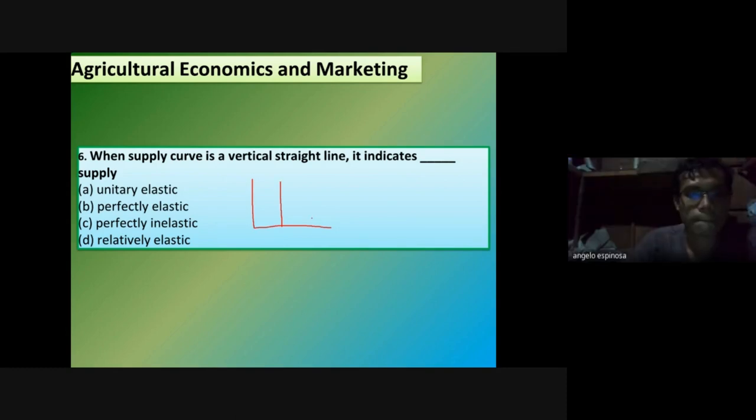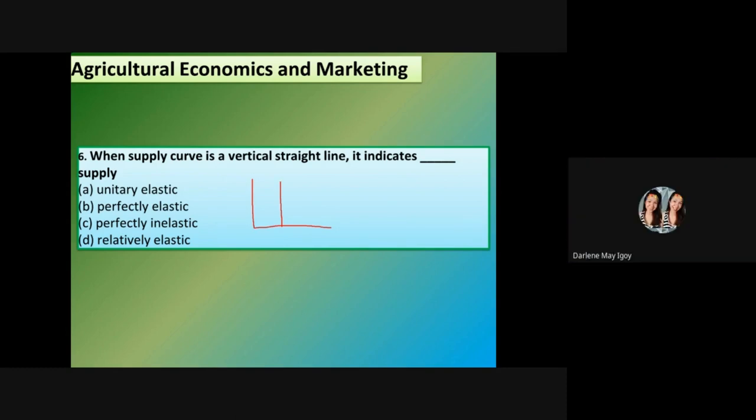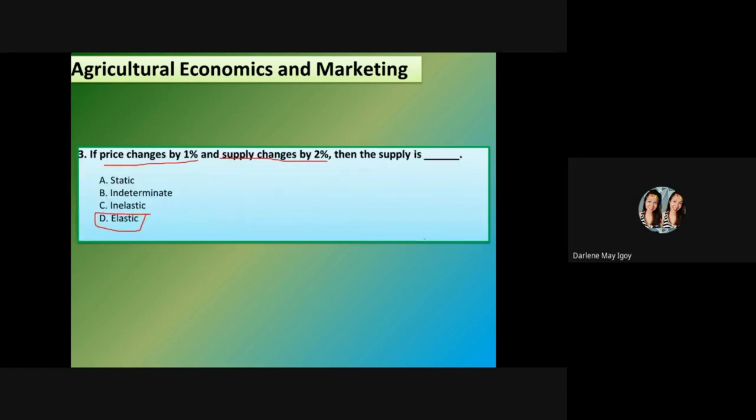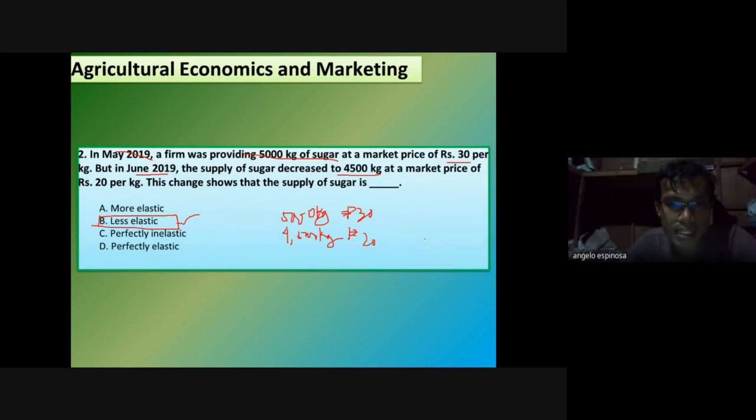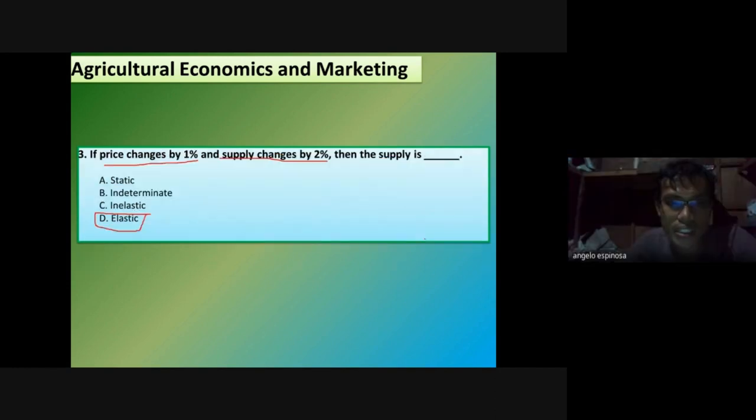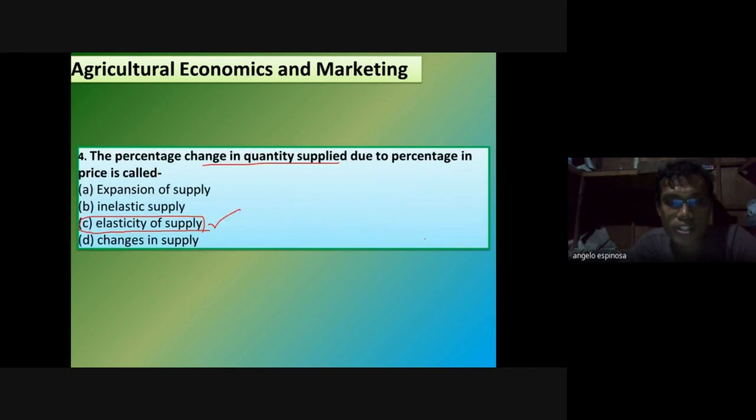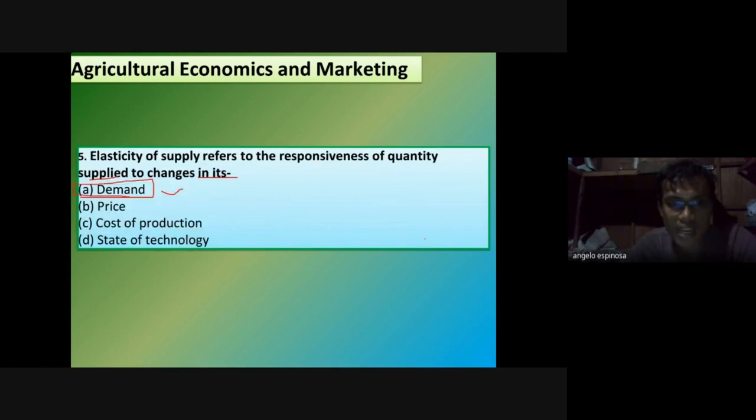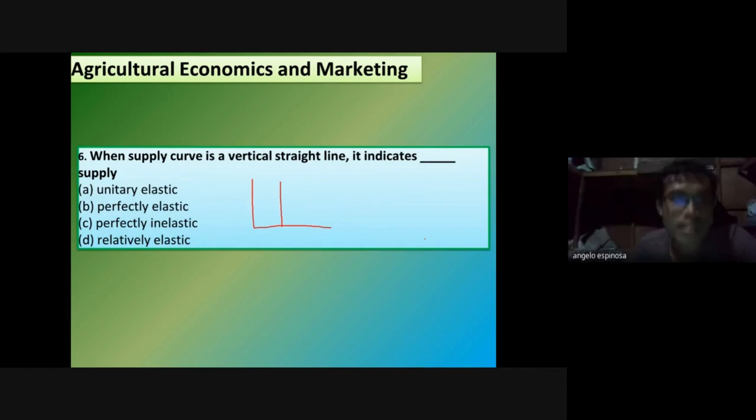Sir, can you repeat 2 to 5? The internet was lost earlier. Number 2, the correct answer is letter B. Number 3, it's letter D. Elastic. Number 4 is letter C, elasticity of supply. Number 5 is demand. Thank you, sir. Welcome.